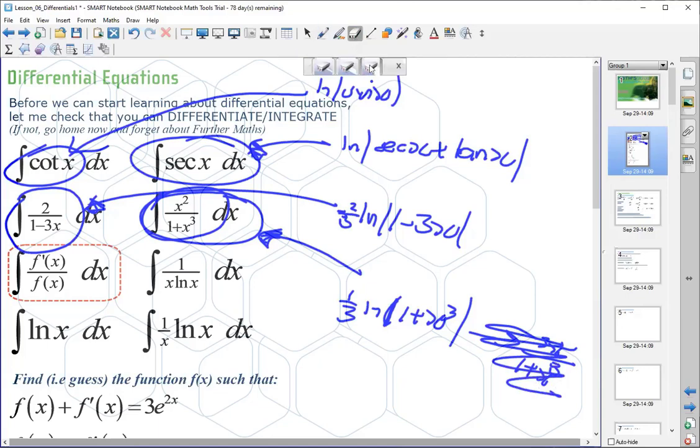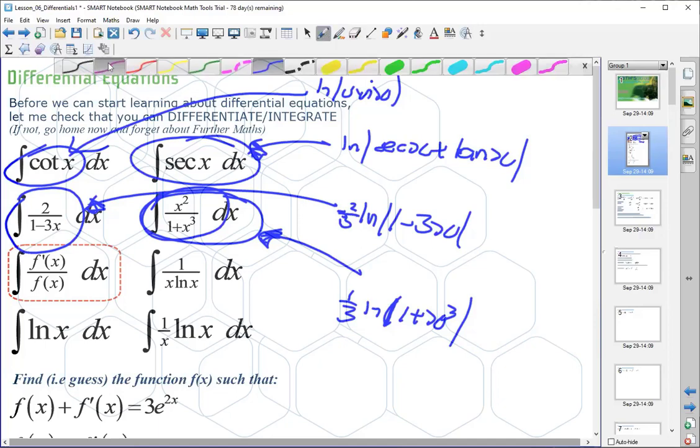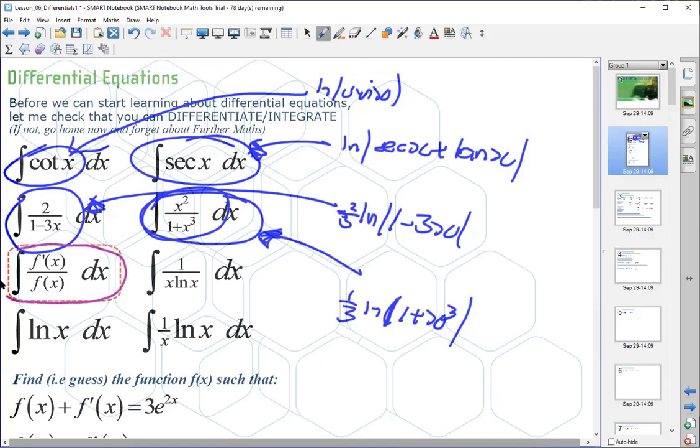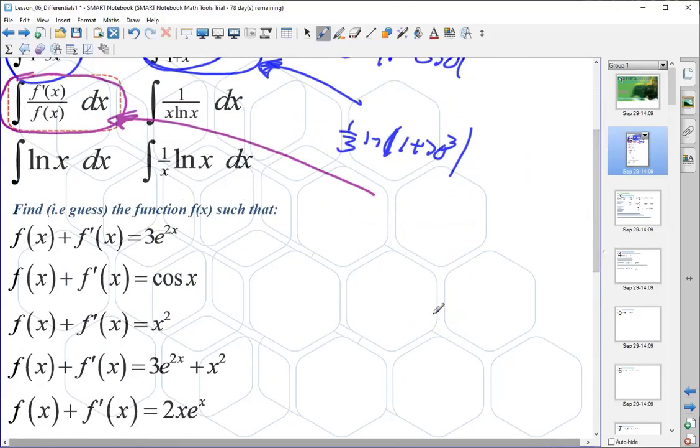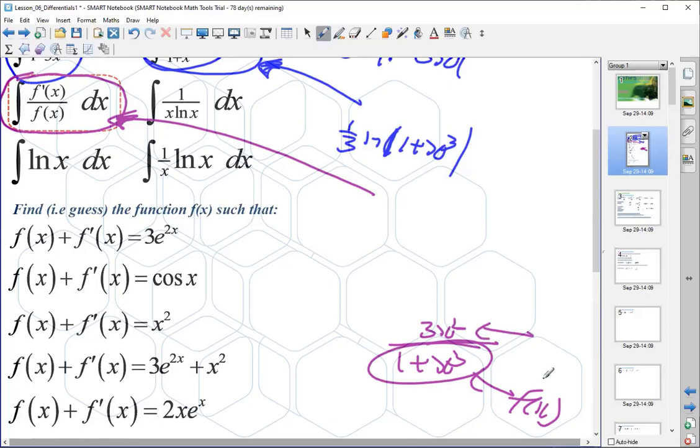So we know how to do these sort of integrals. They're pretty straightforward. Okay, one more. What about this one here? And I've highlighted that one with a red dotted line around it. So there's something important about this one. Integral of f dash x over f x. I'll give you an example. F dash x over f x could be 3x squared over 1 plus x cubed. For instance, if that was f of x, then that is the differential of it. So it would be f dash x.